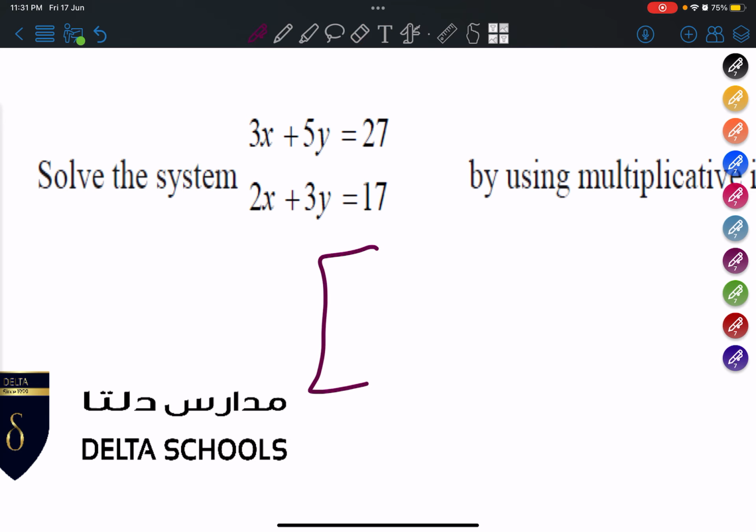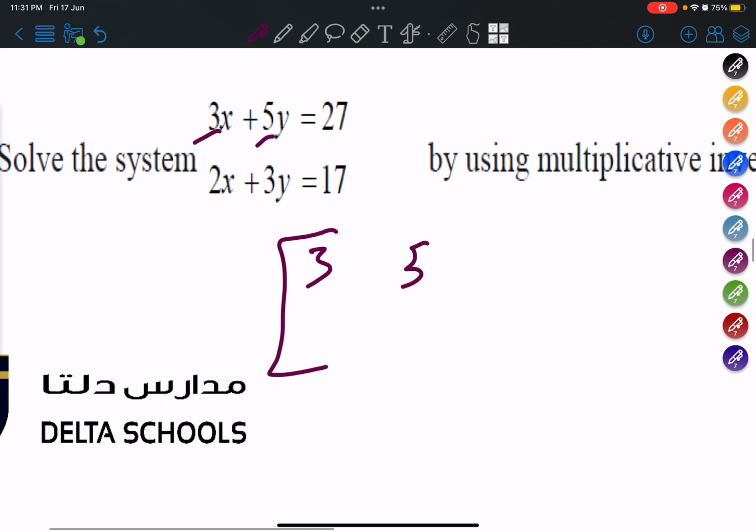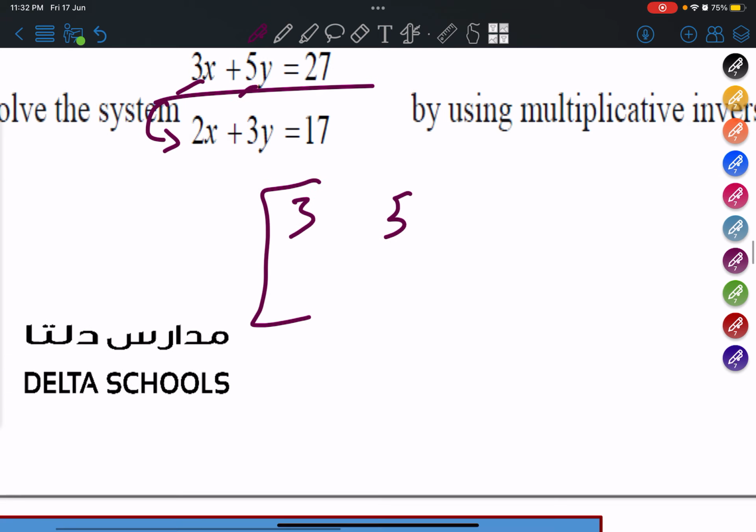First of all, we make a matrix, and then we take the first number and second number, which is the coefficients of the variables. So say 3 and 5. Then again, we go to the second row because we finished this equation. We go to the second equation and we write the coefficients, so 2 and 3.